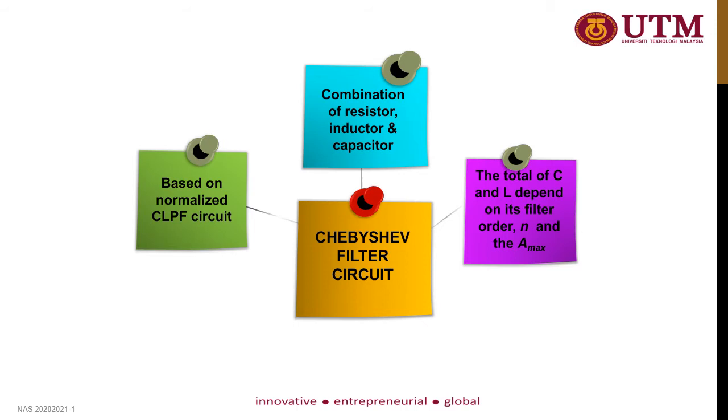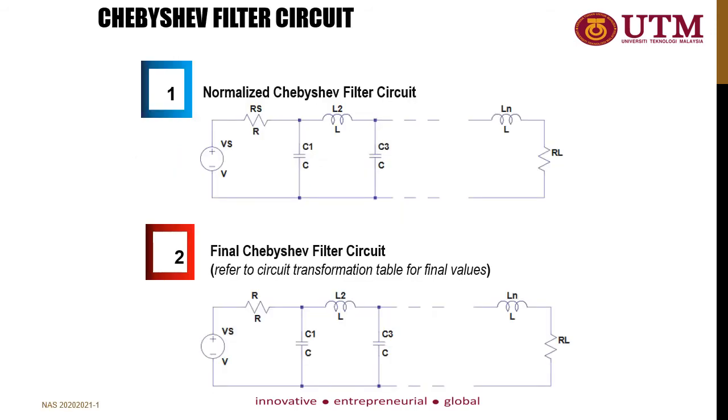So in filter circuit realization, you'll be seeing combinations of passive components: resistor, inductor, and capacitor. And as mentioned earlier, the total of C and L combination depends on the filter order number and also the ripple magnitude. Okay, this is the basic representation of a normalized filter circuit. It consists of the voltage source and then the normalized resistor values, followed by combinations of C and L.